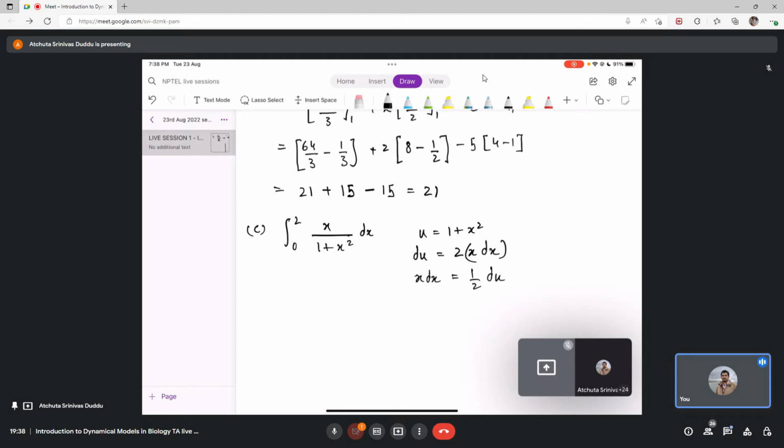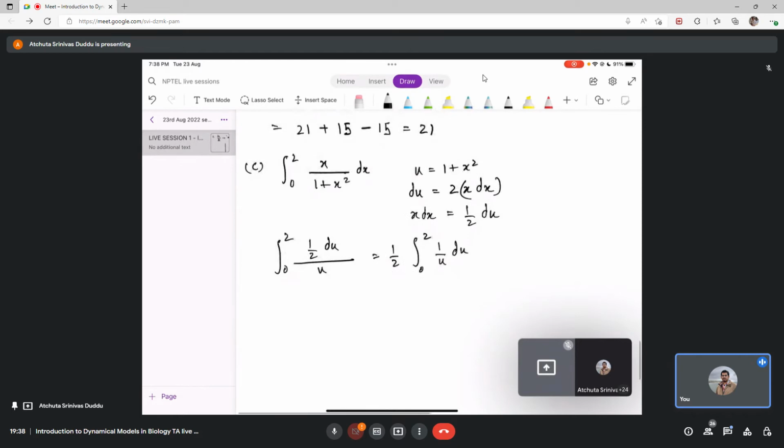Substituting this into our integral, we have the integral 0 to 2 of half du divided by u. That would be 1 by 2, taking the constant out, integral 0 to 2 of 1 by u du. The integral of 1 by u du, as we had seen previously, is ln u, the natural log of mod u. Here the constant would be cancelled, so we'll directly take the limits.